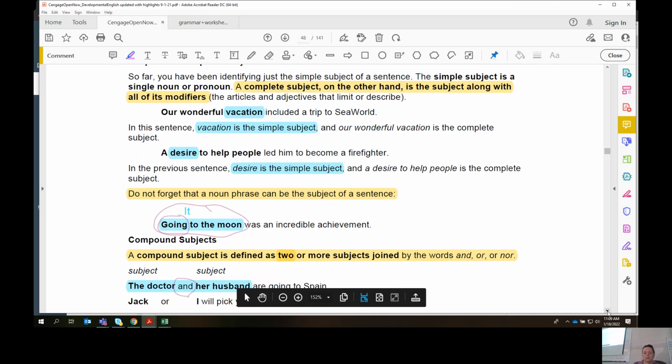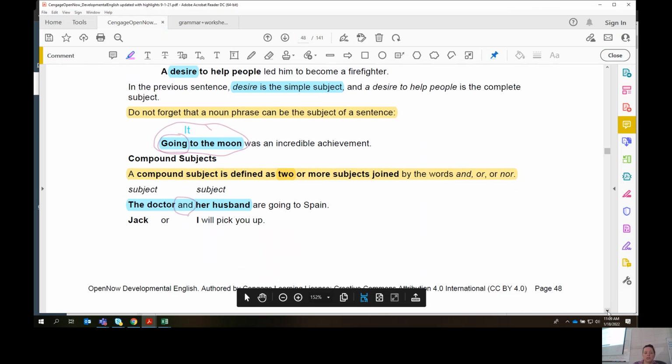Okay. We talked about this. These ing ideas, they can be subjects. If it's sitting in the subject seat, it's probably being a subject, not a verb. If it's got a be verb with it, am, is, are, was, and were, it's probably being a verb.